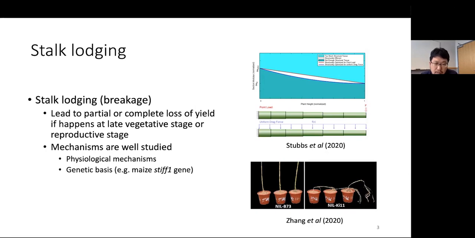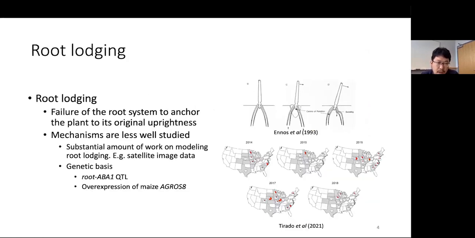And in terms of genetic basis, there are a lot of genome-wide association studies or QTL mapping that researched the genetic architecture of this trait. And also through mutagenesis, there are a few genes that have been cloned about maize stalk lodging. For example, this recently published one, they cloned a maize gene called STIF1. So the overexpression of this gene can lead to stalk lodging in their experiment.